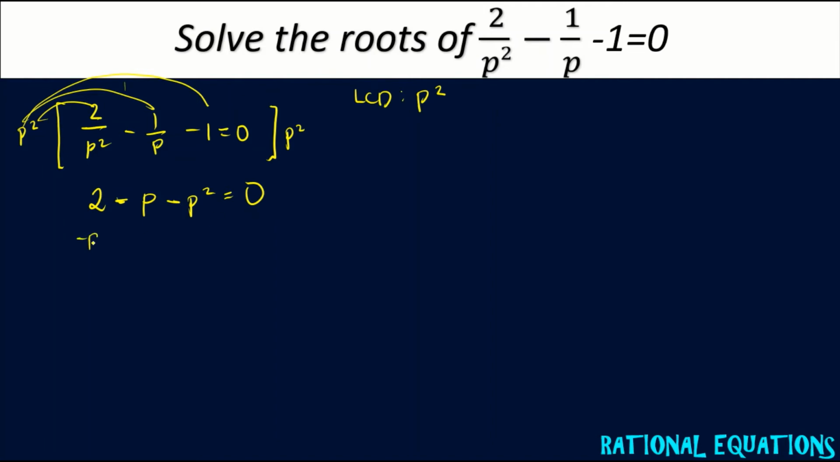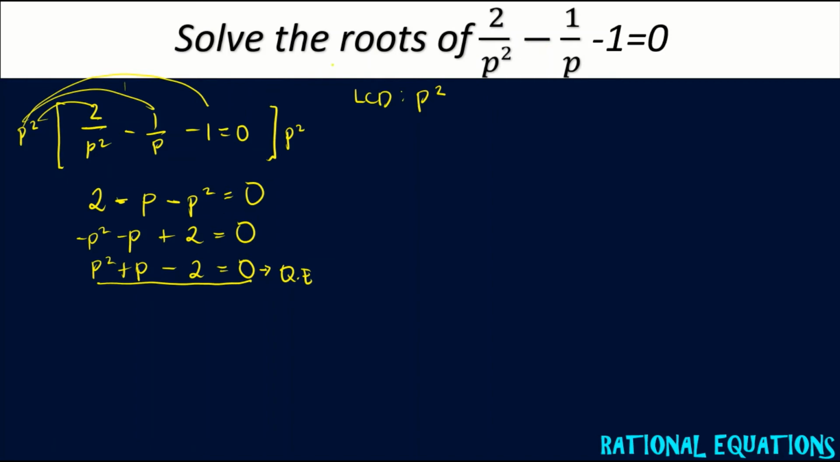So, we have negative p squared minus p plus 2 equals 0. Obviously, the value of a is negative. So, to make it positive, multiply both sides of the equation by negative 1 and we will have p squared plus p minus 2 equals 0. This equation is now the quadratic equation of the given rational equation.